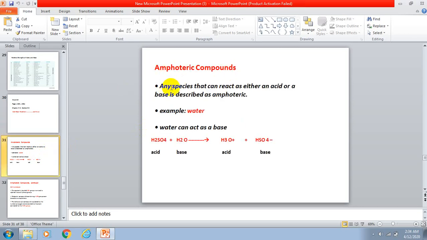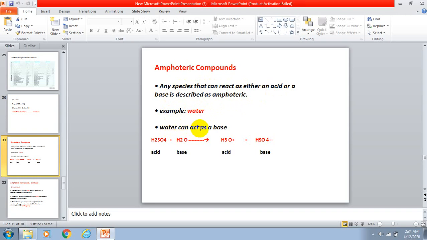Amphoteric compounds. Any species that can react as either an acid or a base is described as amphoteric. Any species that can react as either an acid or a base is known as what? Amphoteric. Any species which can react with acids or bases is known to be amphoteric. Example is water. Consider the water.